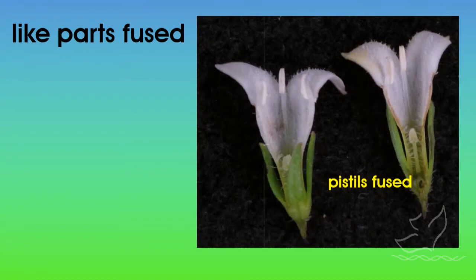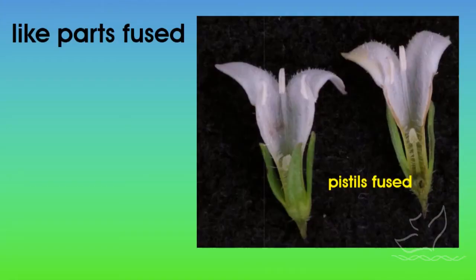Pistils can be fused to pistils. Again, this is a very common situation. In this case, the ovaries will be fused to make a single ovary. When you have the ovaries fused, there will be 2 or more sections to the ovary, and generally they will be 2 or more chambers, but sometimes the chambers are all run together into a single chamber, but it still has those 2 or more sections.